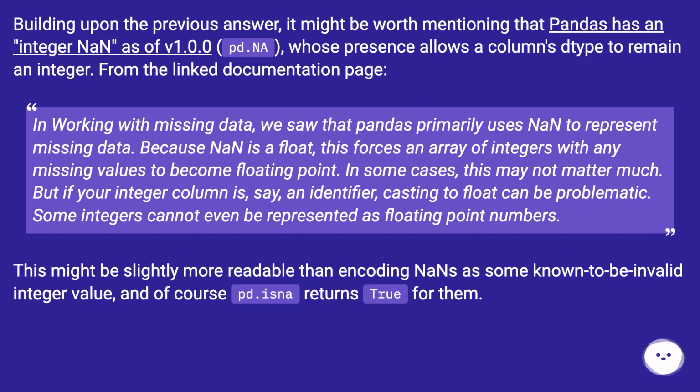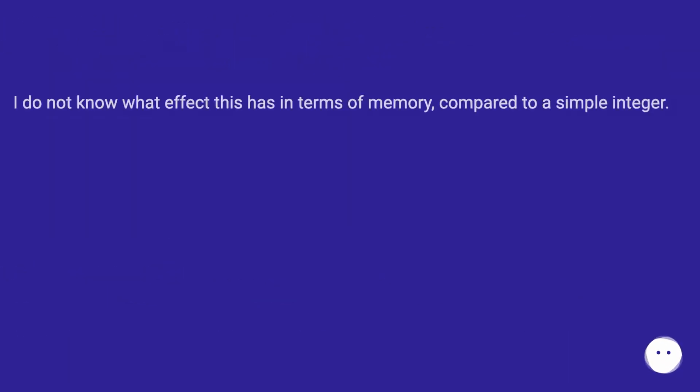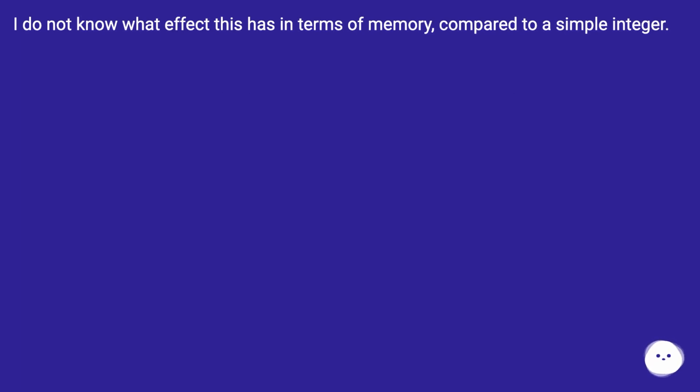This might be slightly more readable than encoding NaNs as some known-to-be-invalid integer value, and of course pd.isna returns true for them. I do not know what effect this has in terms of memory compared to a simple integer.